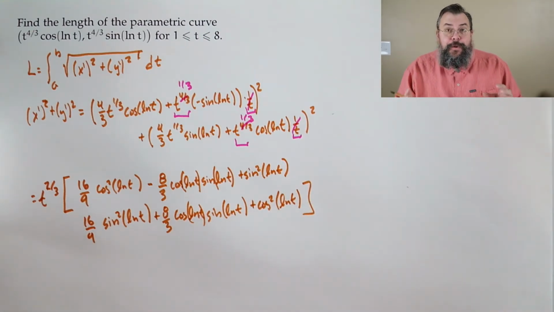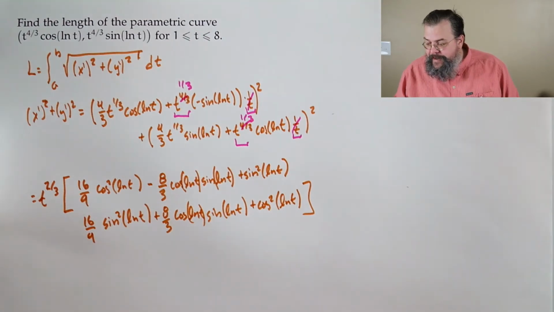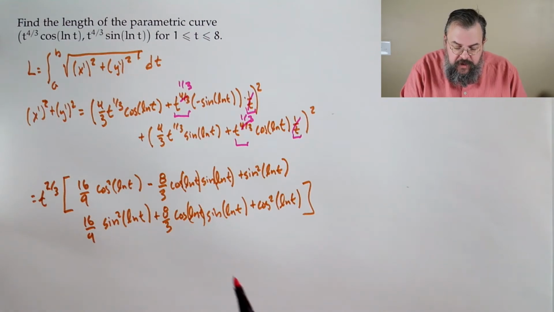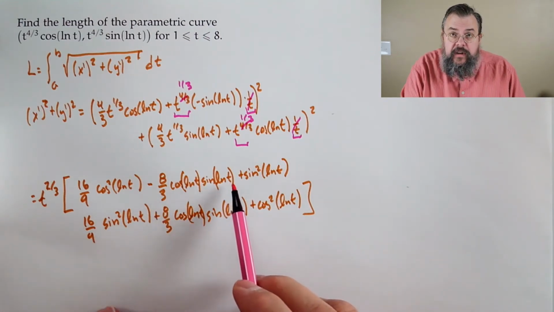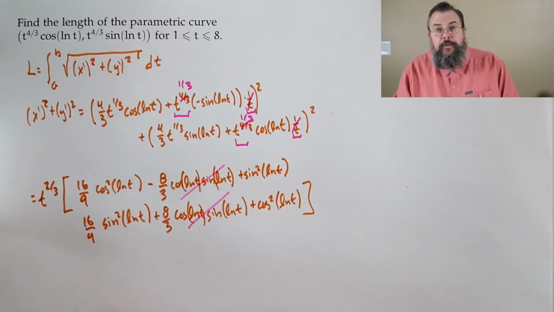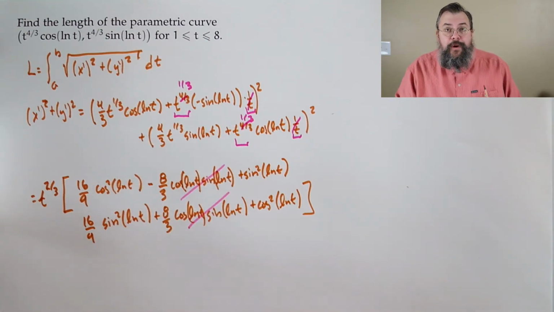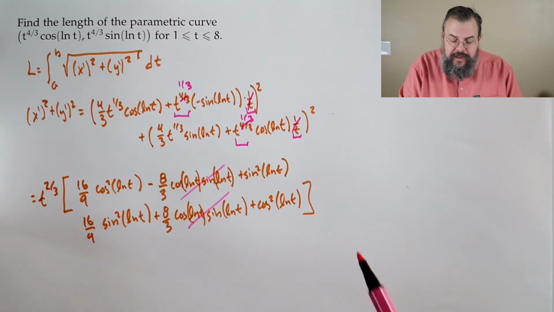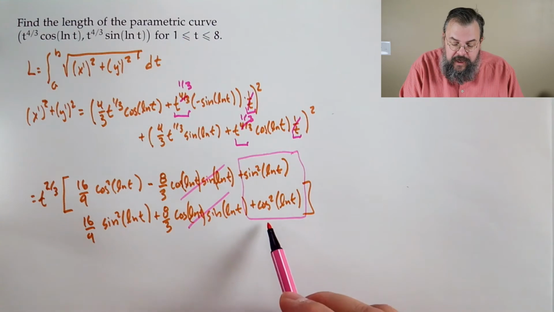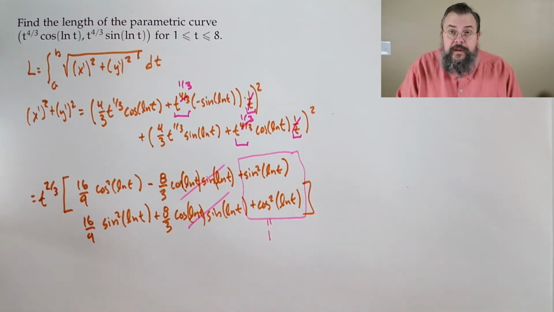Okay. Now, the good news is it looks like we have some cancellation about to happen. Look at the middle terms. A minus 8/3 cosine sine, a plus 8/3 cosine sine, those cancel. But there's even more good news. Look in the end. You get sine squared plus cosine squared. Well, that equals 1. Right? Sine squared plus cosine squared equals 1.